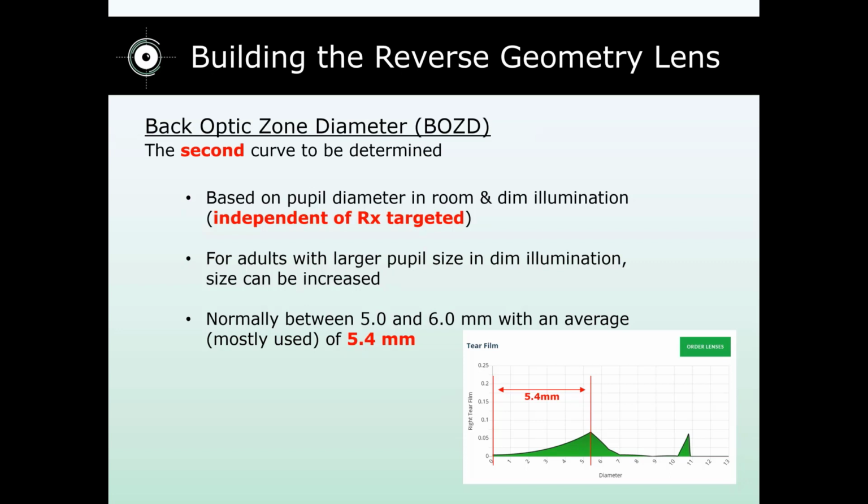For adults with larger pupil size in dim illumination, the size can be increased, normally between 5.0 to 6.0, with an average mostly used of 5.4. And 90% of the back optical zone diameters I use are 5.2, 5.4, and 5.6. I try to narrow down the choices so you don't get into confusion.